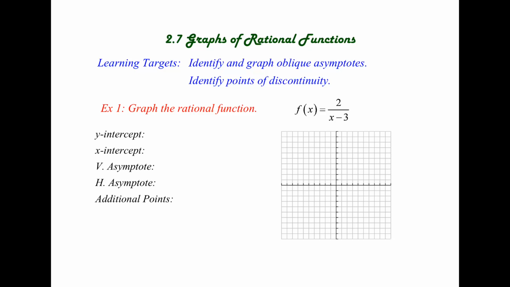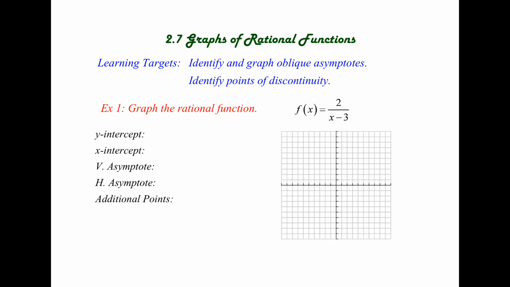Welcome to section 2.7, graphs of rational functions. Our focus is going to be on graphing rational functions, but we're also going to talk about points of discontinuity and oblique asymptotes. So on the first one here, we have to graph the rational function f of x equals 2 divided by x minus 3.